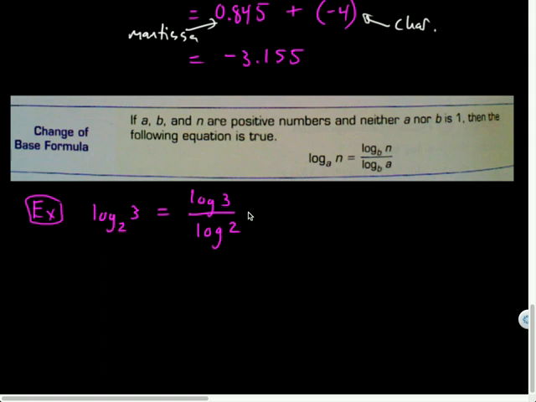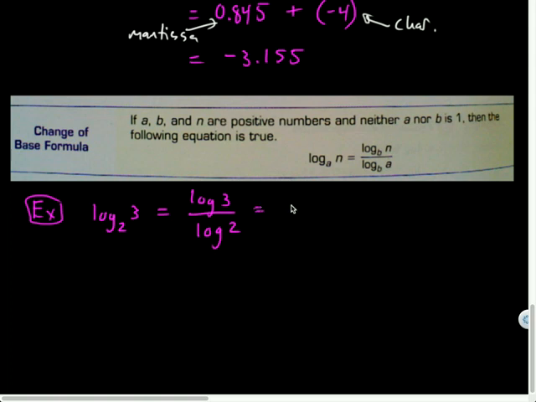Technically, this would also equal ln of 3 over ln of 2, because I can work in base e as well. Or I could do log base pi of 3 over log base pi of 2, and it wouldn't matter. Although that wouldn't be very useful, because we don't calculate anything that's not in base 10 or e.